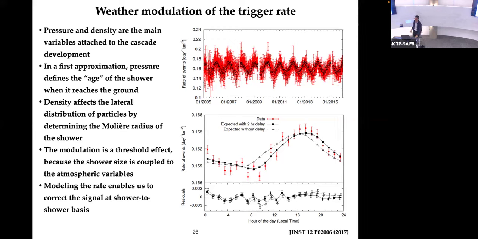So we have studied this for years and years until we understood relatively well how our S1000 reacted to changes in temperature and pressure along the day and along the year. That's what these plots are showing: the data in red and our model for the event rate as a function of the hour of the day in this case. So this is the daily effect, and that would be more the yearly effect, the summer-winter, and then the day-night.